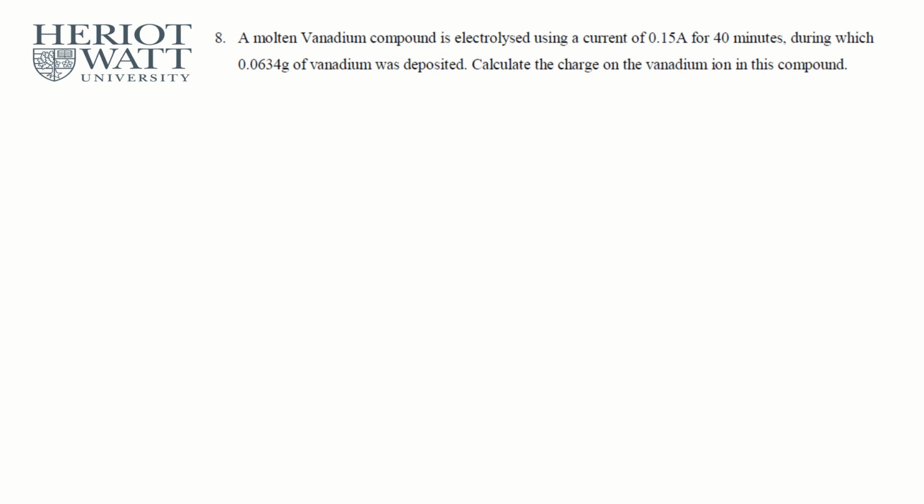Again, guys, we calculate whatever we can based on the information given. All right. So first, we can calculate the charge, right? So 0.15 multiplied with 40 times 60. Again, 2,400 times 0.15. So you get a total charge here of 360 coulombs. All right. And then what next we can do?